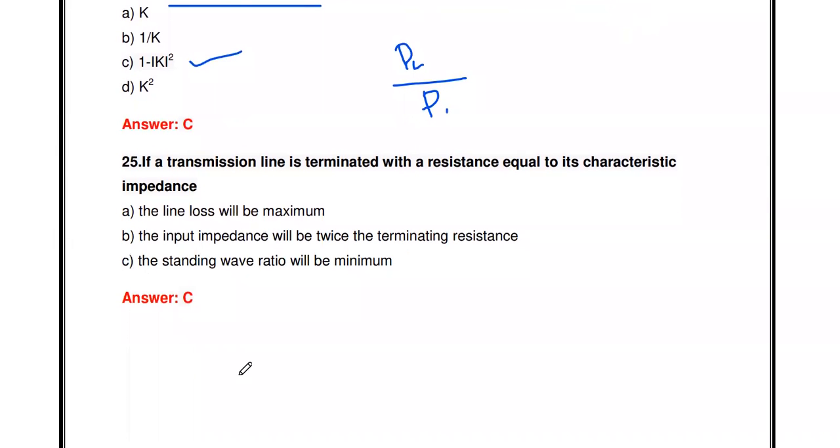Then the next one, the last question. A transmission line is terminated with resistance equal to characteristics impedance. Which one is correct? The line loss will be maximum. Input impedance will be twice the terminating resistance. The standing wave ratio will be minimum. If the line is terminated with resistance equal to characteristics impedance, that is ZR equal to Z naught, the standing wave ratio will be minimum.